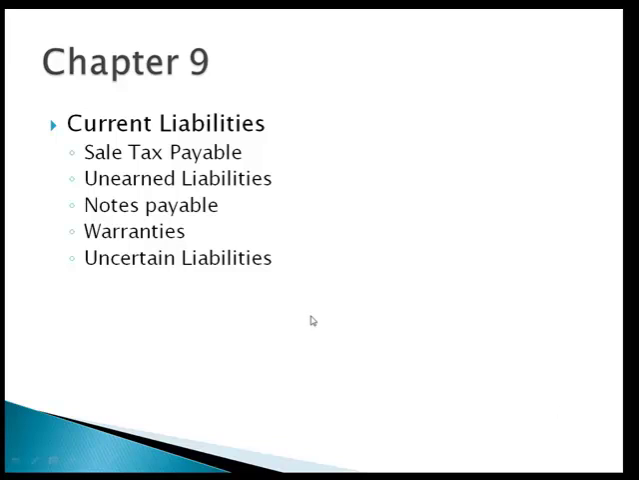The topics we're going to focus on in this ACC session are sales tax payable, unearned liabilities, notes payable, warranties, and uncertain liabilities. The good news is that a lot of the stuff that we learn in Chapter 7 will apply to this chapter. Okay, so we focused on notes receivable in Chapter 7. A lot of those same topics will come back in Chapter 9.